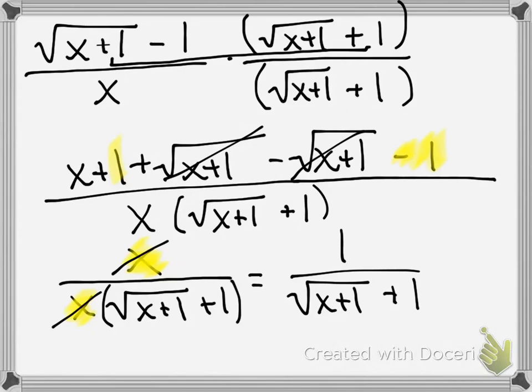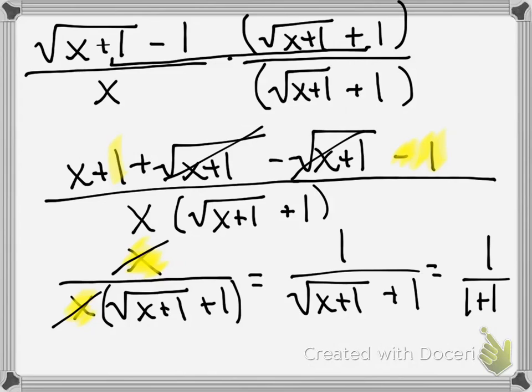Okay, so if we went back to that original problem where we wanted to find the limit as x approaches 0, you could now plug in 0 and you get 1 over, the square root of 0 plus 1 is just 1, so 1 plus 1. So that limit ends up being a half.